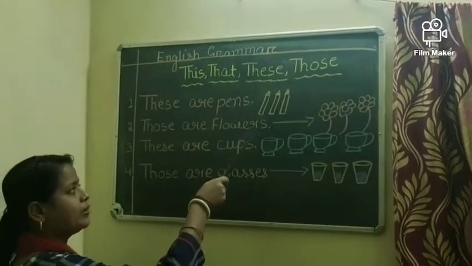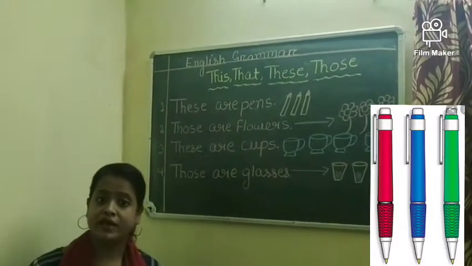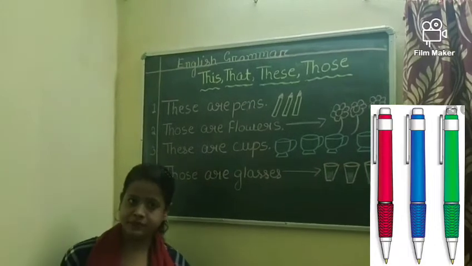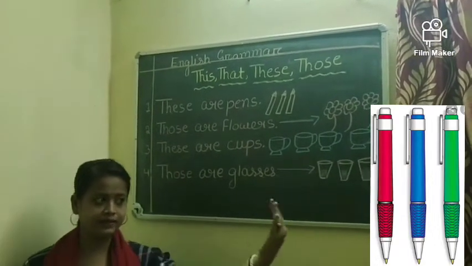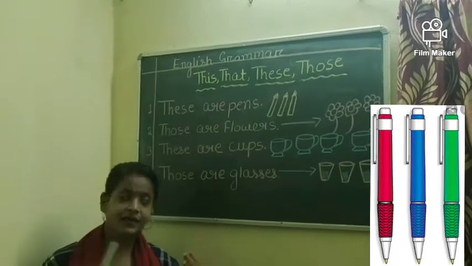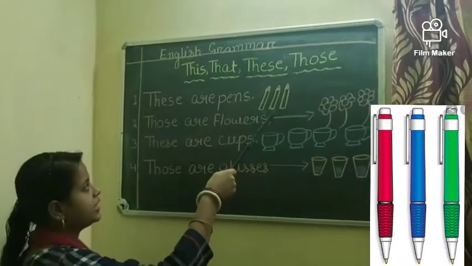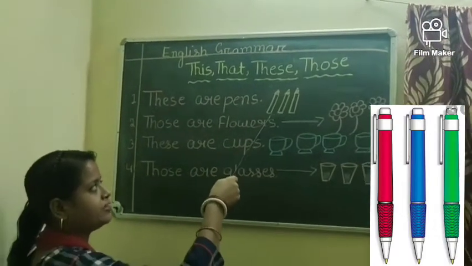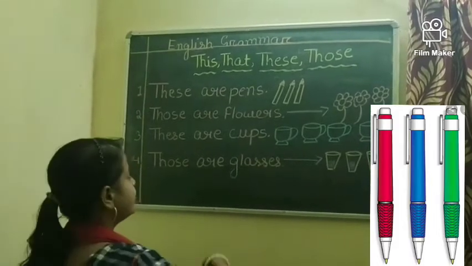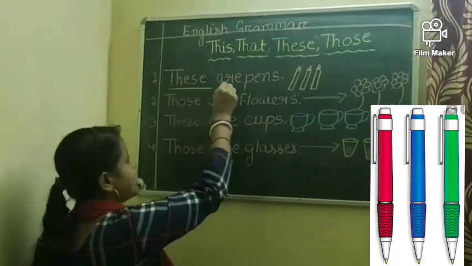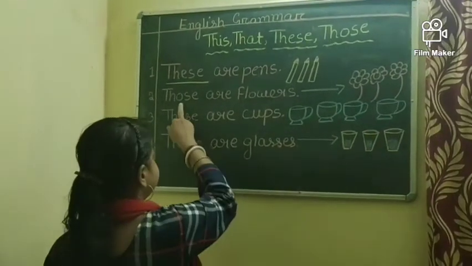See, here how many pens are there? 1, 2, 3. When there is more than one object or person, in that place we use these. Yes or no? And the things must be near to you. Clear? So are these pens near or far away? They are near, and there are many pens, meaning more than one pen. A plural thing is there. Clear? So in that case, we will use these are pens. Okay? Understood?